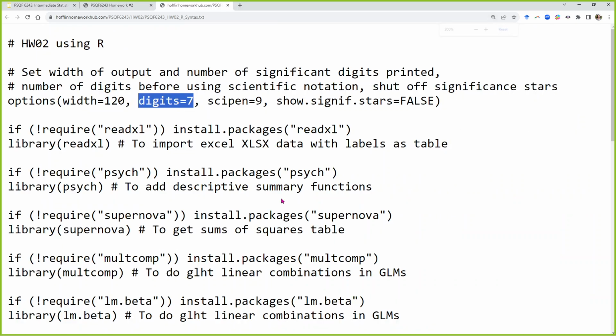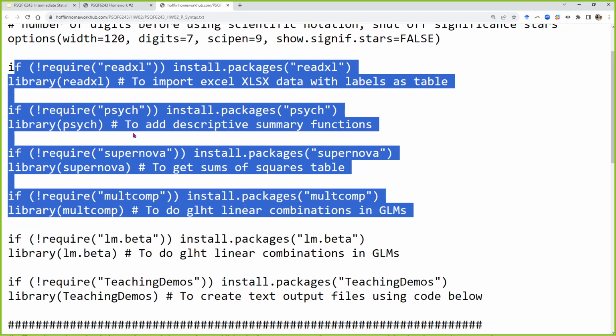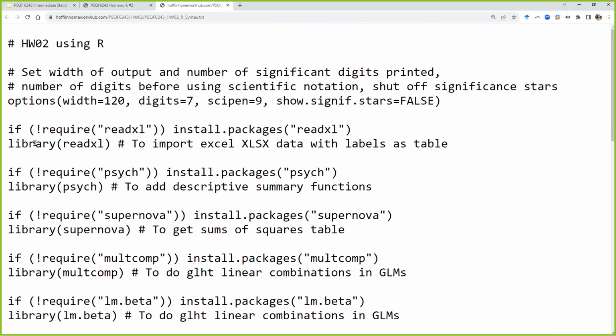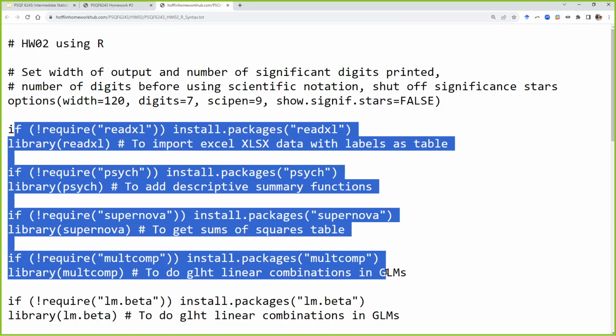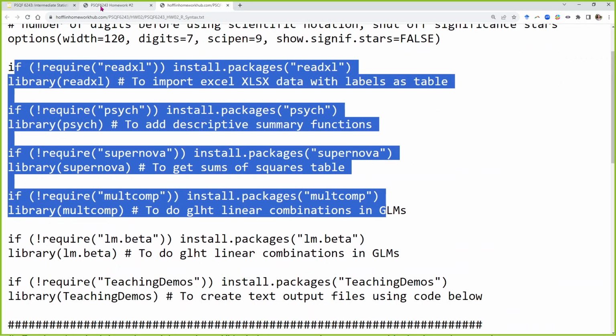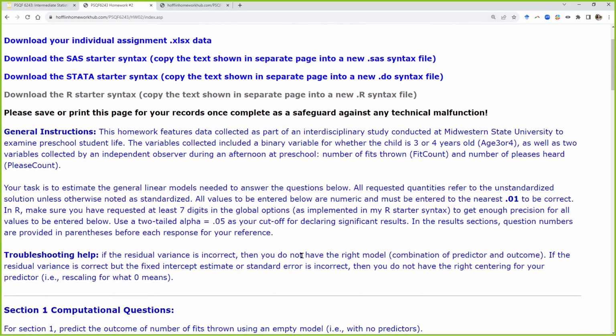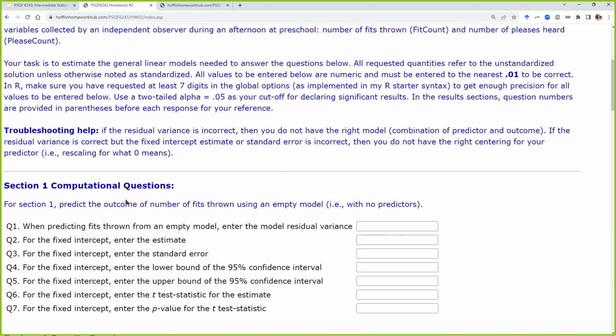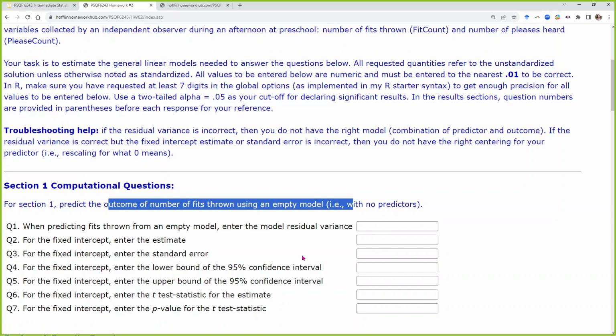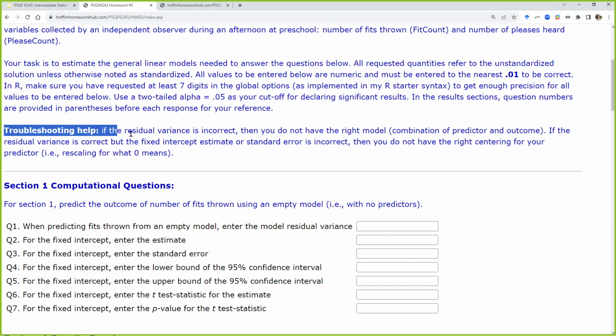So thank you. In R, then, it has the packages that are needed. So if you just run this code as is, it will check to see if it's installed. If not, it will install it, and then it will load it for you. If you've already installed it, it will just load it, and it will go faster. Okay. So then we have general instructions about what you're supposed to do, followed by section-specific instructions as to what the model would contain. Note the troubleshooting help.